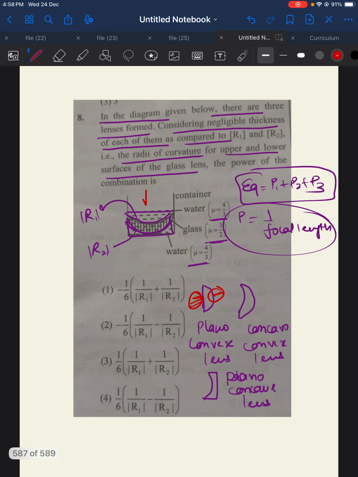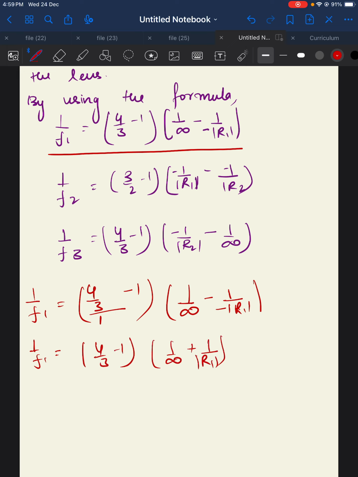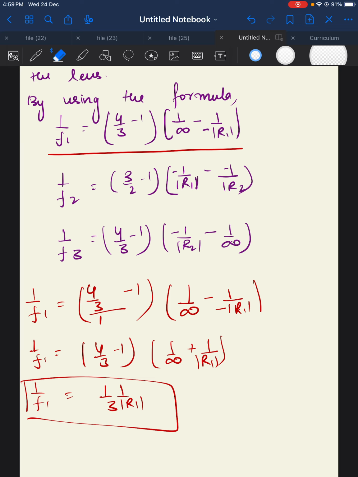Now the ray is coming from this direction and the radius of curvature is in the opposite direction, right? So minus, and minus of mod R1, correct? So if I solve this, 1 by f1 = (4/3 minus 1)(1 by infinity plus 1 by mod of R1). 1 by f1 is equal to 1 by 3, 1 by infinity will be 0, so 1 by mod of R1, correct?